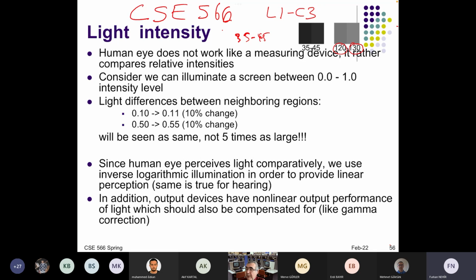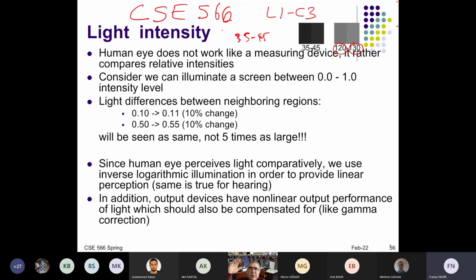Let's say 30%, like 10 is 30% of the 35. So like 28%, 25% or whatever. If it was 40, it is 25%. But from 120 to 130, 10 is less than 10% difference. So percent difference is more important in our cognition. Therefore, we call it more like a logarithmic response.